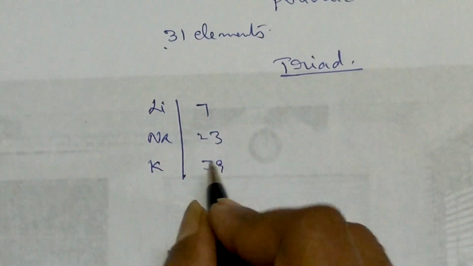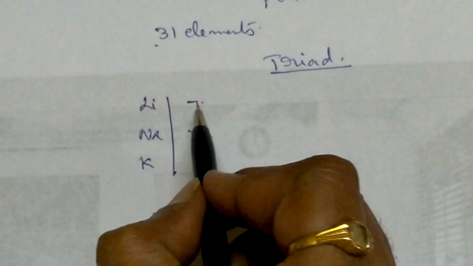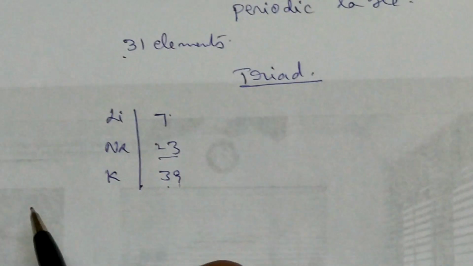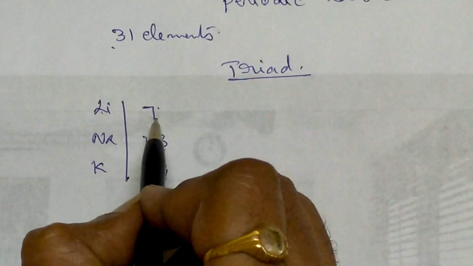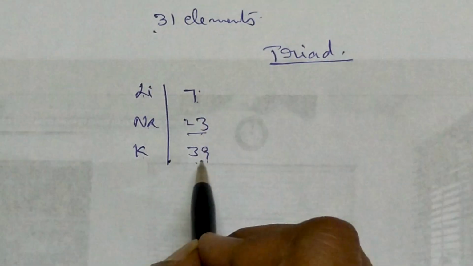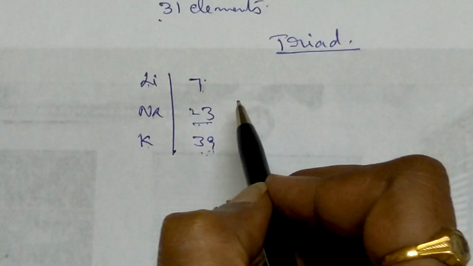What is the meaning of triad? If you add the first one and the last one and divide by 2, the middle weight will come. The atomic weight of lithium is 7, potassium is 39, sodium is 23. So 7 plus 39 is 46, divided by 2 is 23. This is one triad as per Dobereiner.